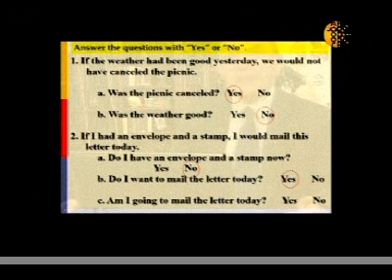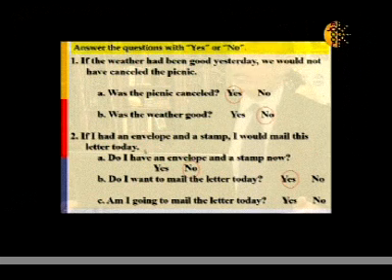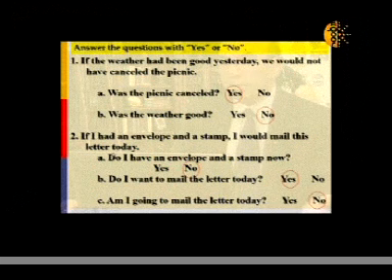Am I going to mail the letter? See, look at the sentence. If I had an envelope and a stamp, I would mail this letter today. Am I going to mail the letter today? Of course not. No. Why? Because I don't have an envelope and I don't have a stamp to put on the envelope.